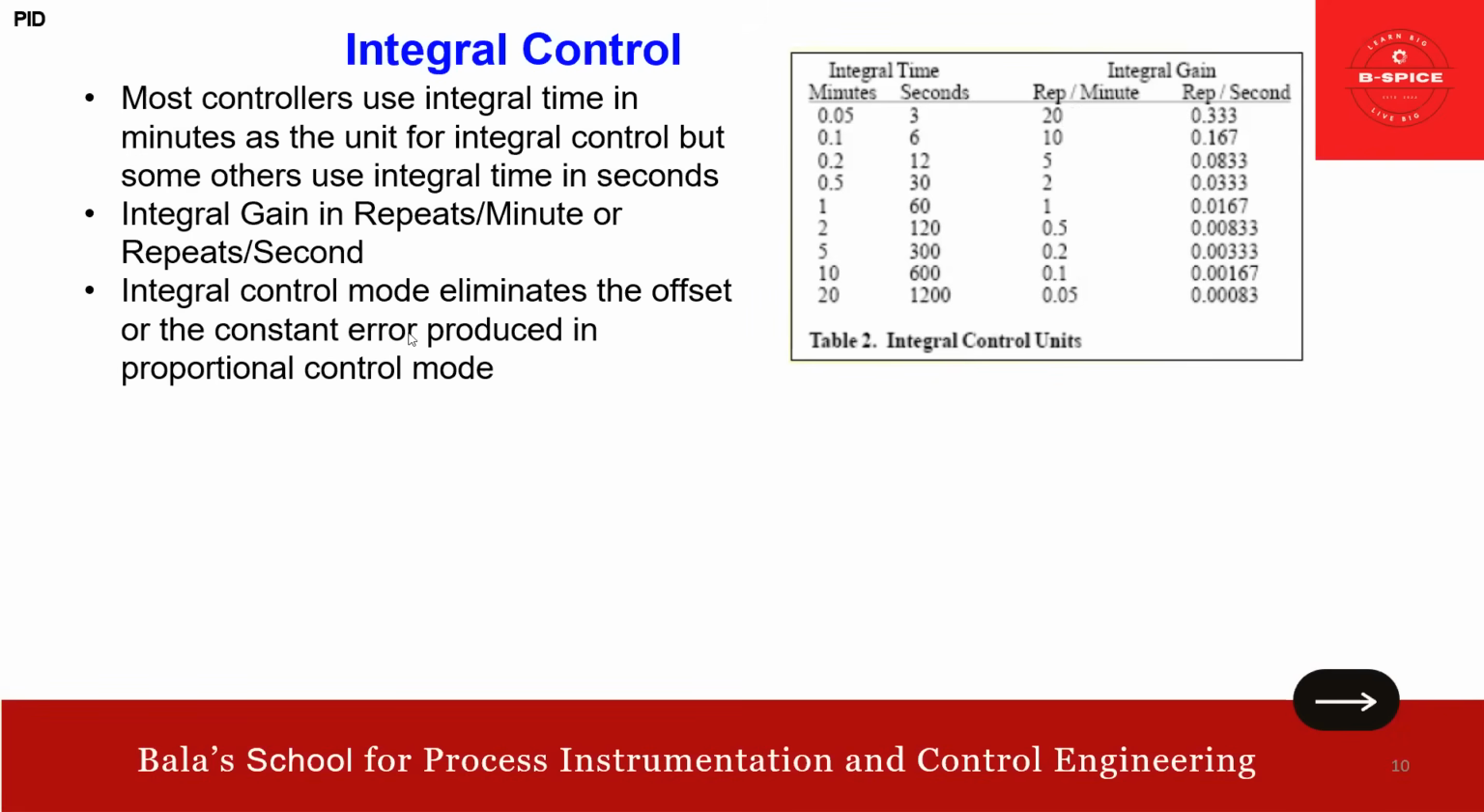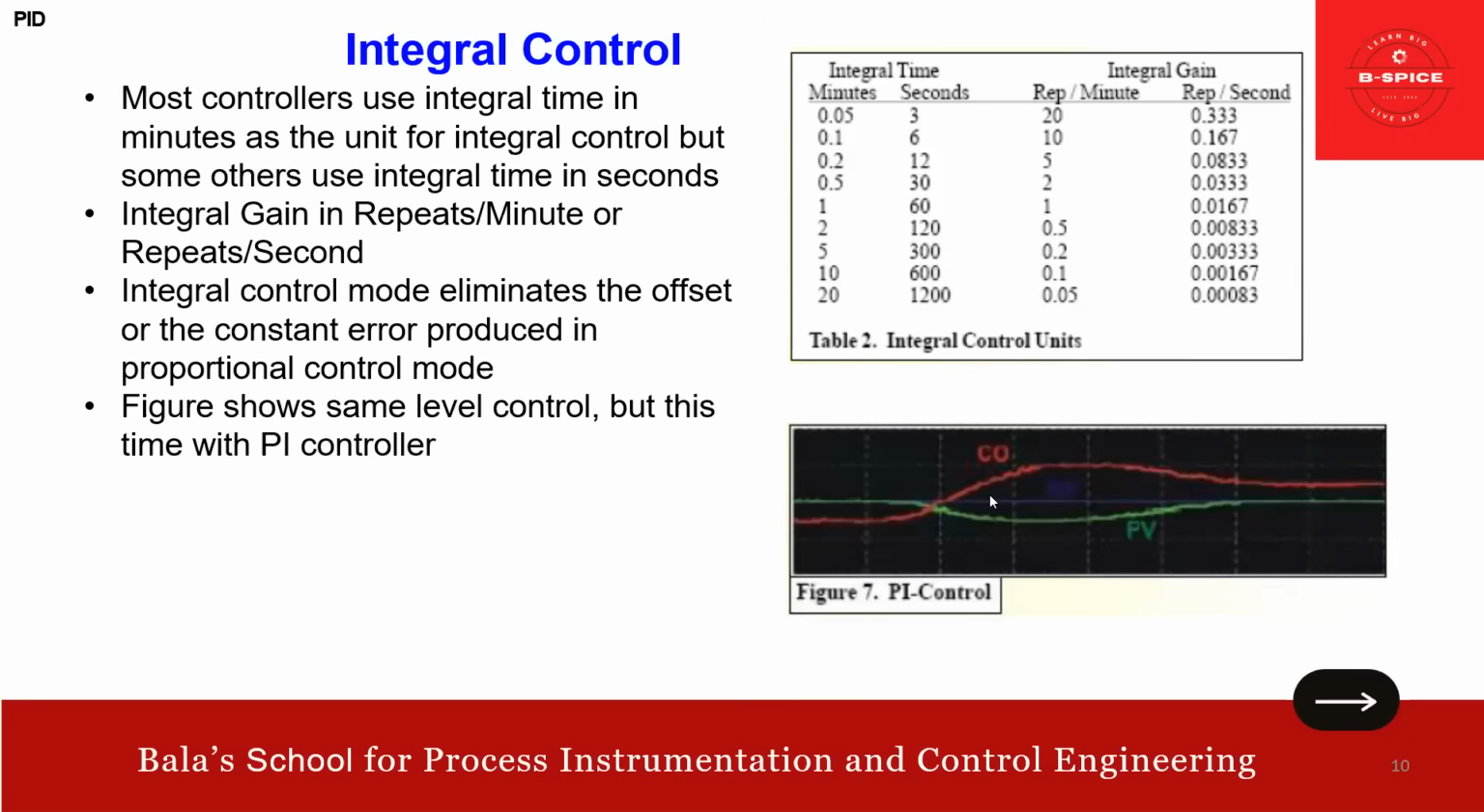Okay. So the integral control mode eliminates the offset or the constant error produced in the proportional control mode. So this is the pointer. So in proportional mode, we have the error. But this integral controller eliminates the offset, or the constant error produced in the proportional mode. This is just for your info, friends, okay?